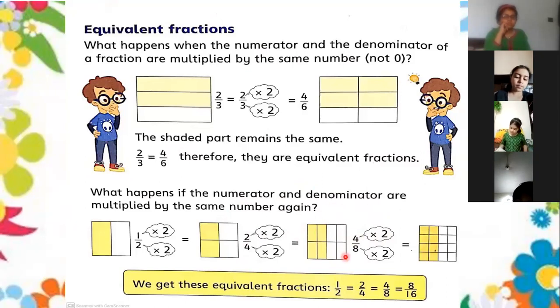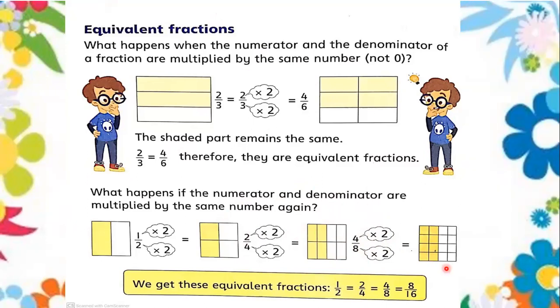In the same way, when we multiply 4 upon 8 by 2, we get the answer 8 upon 16. You can see here. And now the proportion of the shape is same. But now the shape has been further divided into 16 equal parts, out of which 8 parts are shaded.